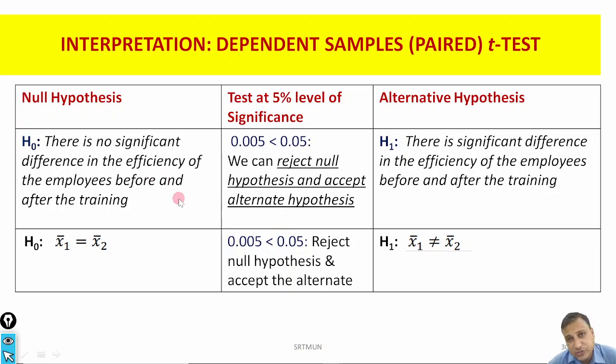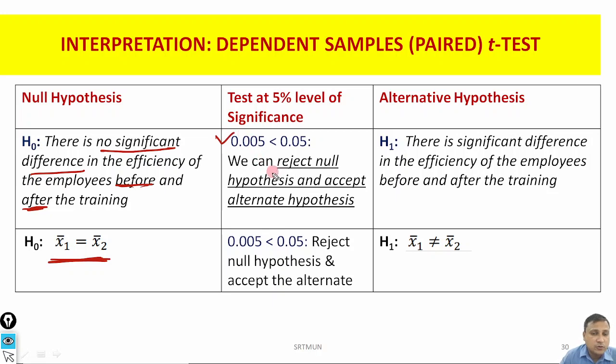So here is the interpretation. The stated null hypothesis is that there is no significant difference in the efficiency of employees before and after the training, and it is symbolically presented here like this.